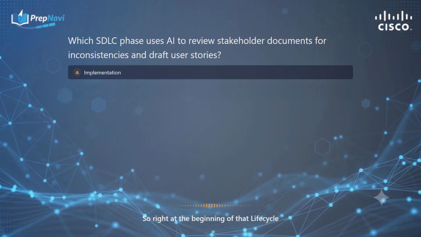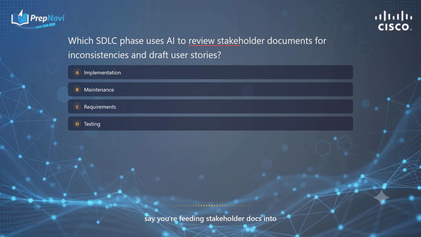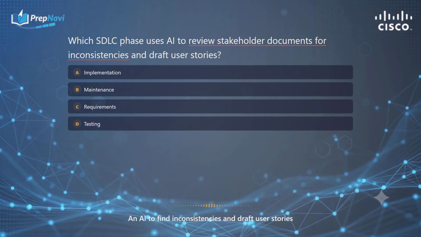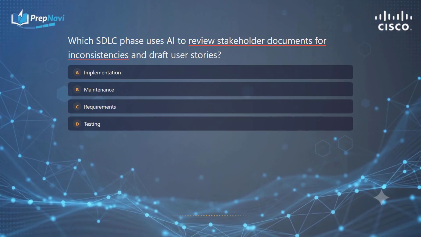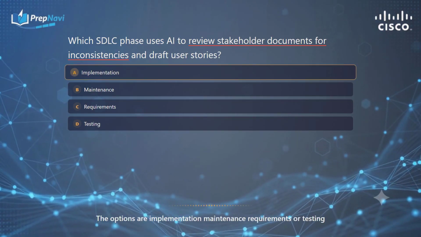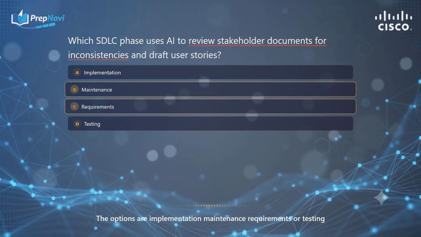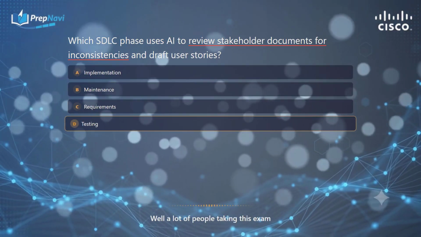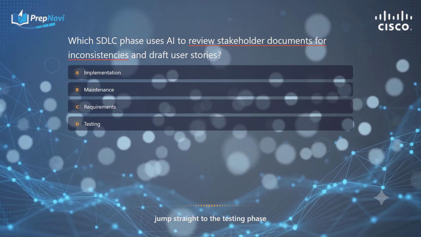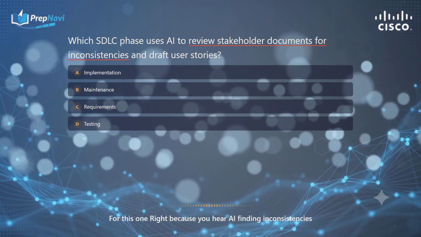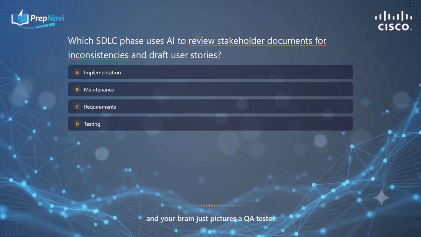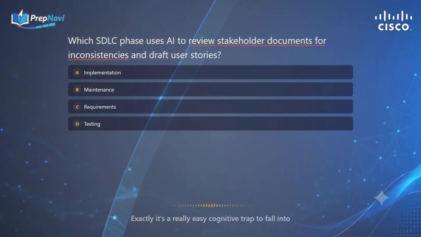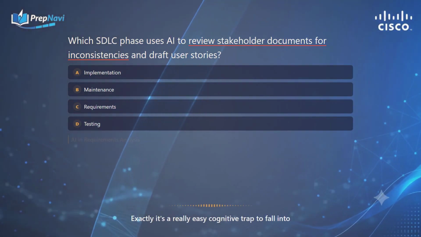So, right at the beginning of that lifecycle, say you're feeding stakeholder docs into an AI to find inconsistencies and draft user stories. Which phase is this? The options are implementation, maintenance, requirements, or testing. Well, a lot of people taking this exam jump straight to the testing phase for this one. Right, because you hear AI finding inconsistencies, and your brain just pictures a QA tester rigorously hunting for bugs. Exactly. It's a really easy cognitive trap to fall into.